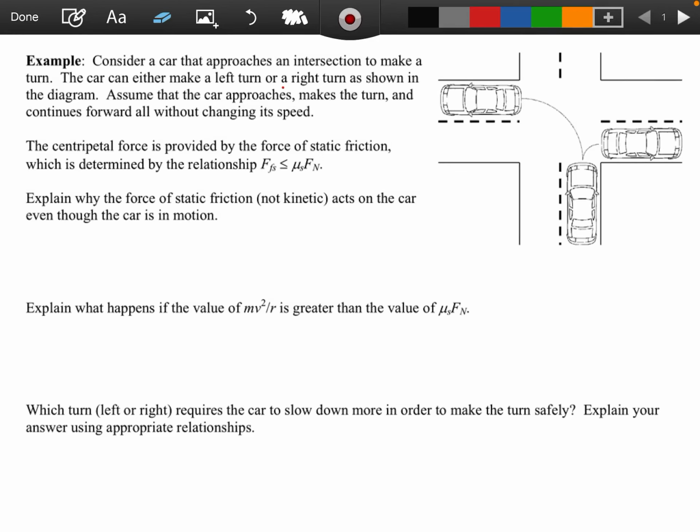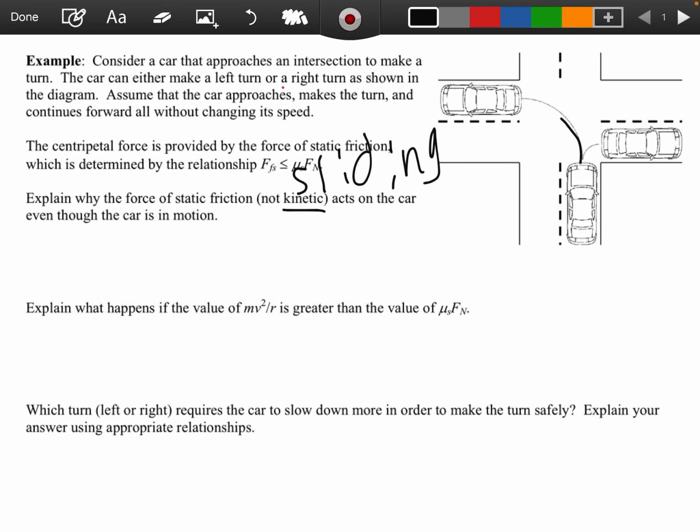Okay, so we have a car approaching an intersection, making a turn. It can either go left or right. The centripetal force is provided by the force of static friction. Why static and not kinetic? Remember that if it's kinetic, that means you are opposing sliding.